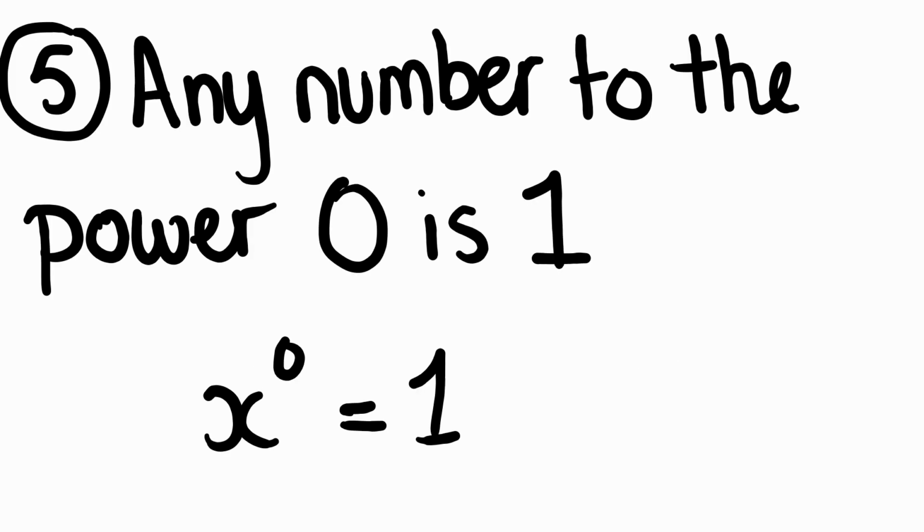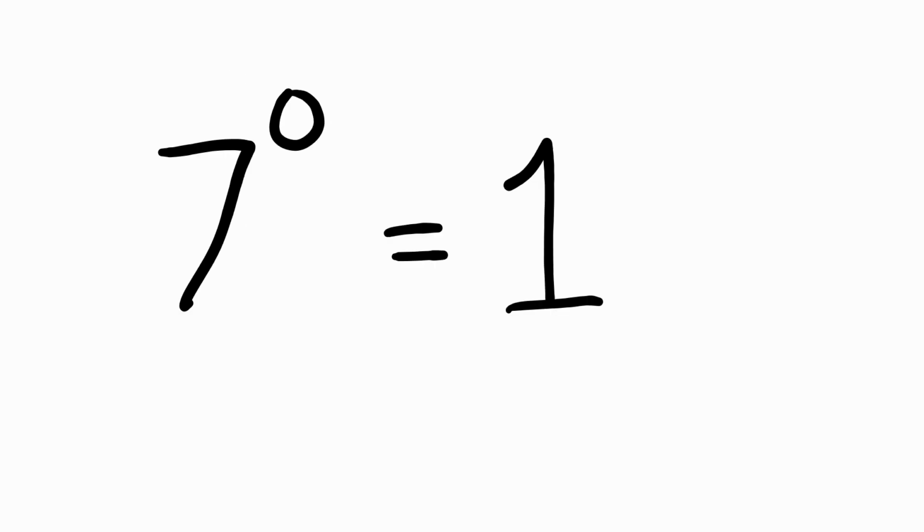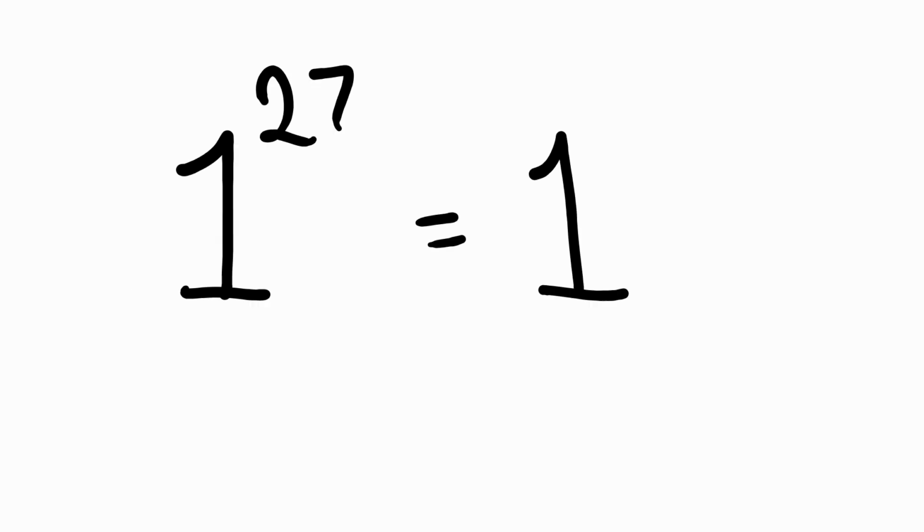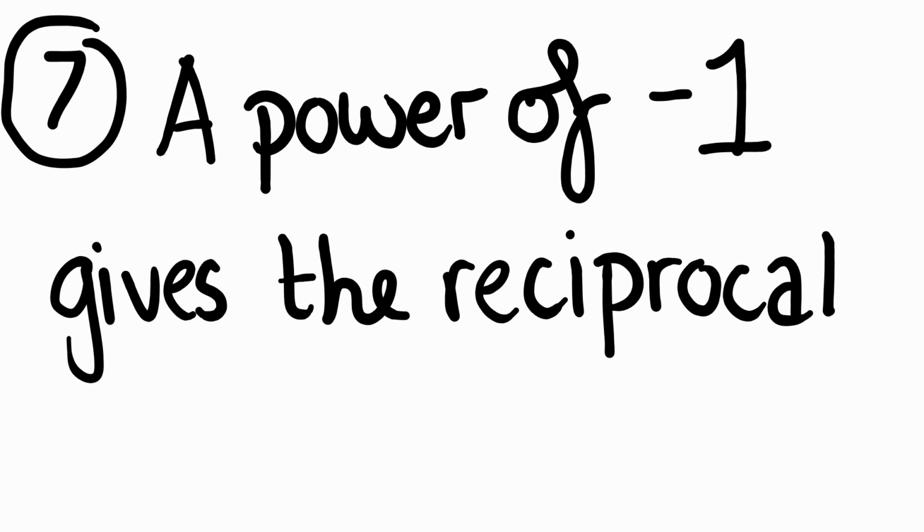The fifth rule you need to know is that any number to the power of 0 is 1. So any number x, where x can be any number, to the power of 0 is equal to 1. So 7 to the power of 0 is equal to 1. The sixth rule you need to know is that 1 to any power is still just 1. The seventh rule you need to know is that a power of -1 gives the reciprocal.